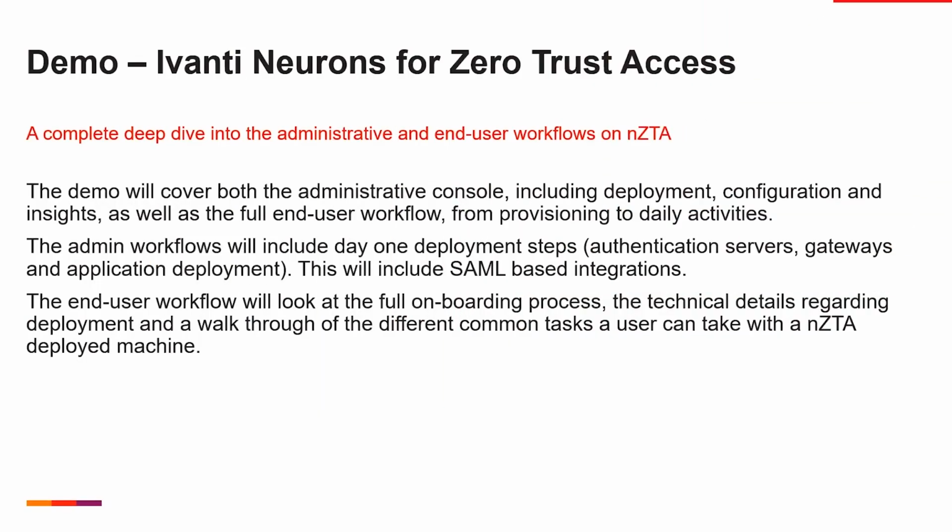This demo will cover a couple different aspects to the Zero Trust platform. First, we're going to take a look at the administrative console, looking at items like deployment configuration, insights, as well as the common deployment steps, authentication servers, gateways, items for SAML integrations, and then lastly, the end user workflow, the onboarding process, and the basic details about how an end user will actually use the ZTA deployed machine.